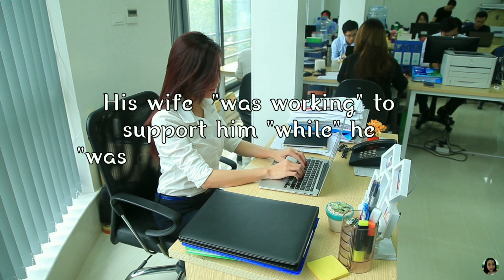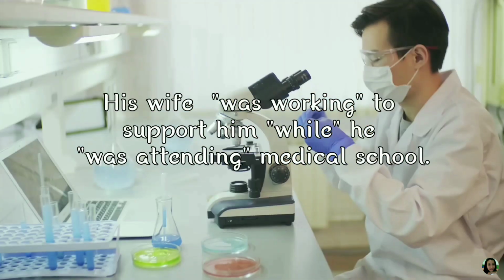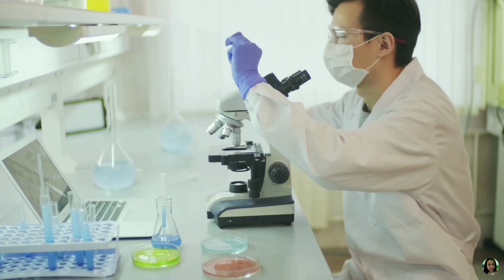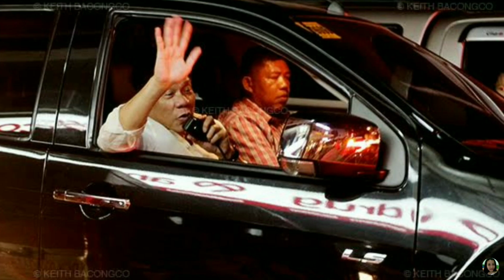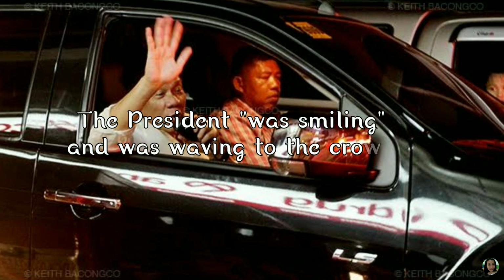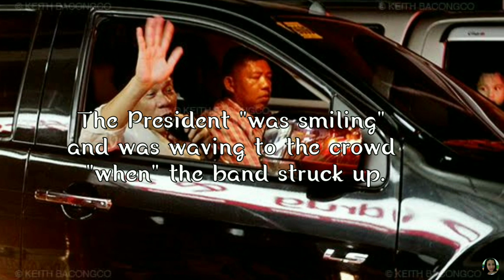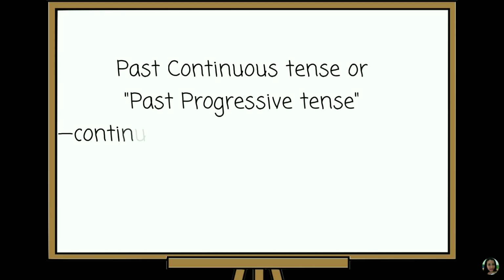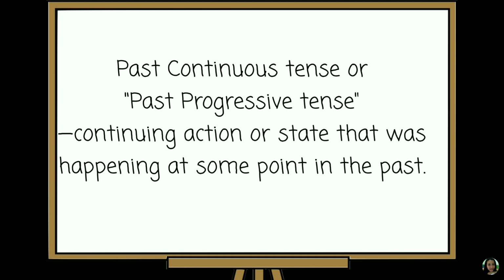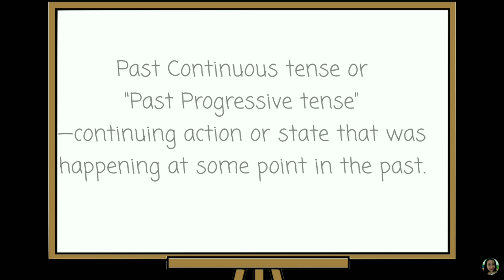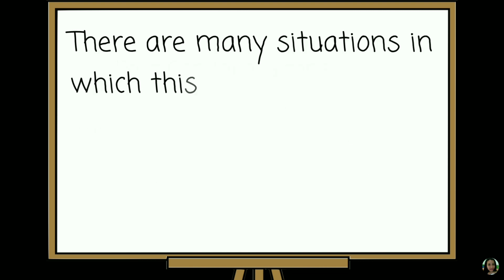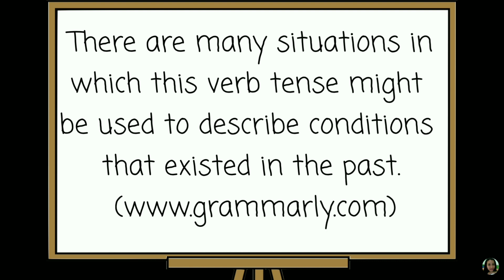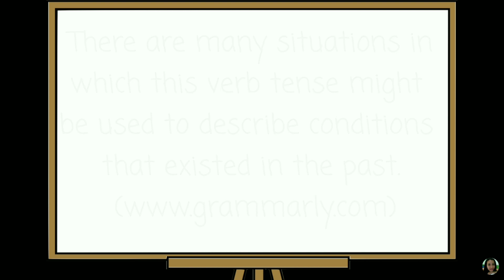For example, his wife was working to support him while he was attending medical school. Another example: the president was smiling and waving to the crowd when the band struck up. So the past continuous tense, also known as the past progressive tense, refers to a continuing action or state that was happening at a point in the past. There are many situations in which this verb tense might be used to describe conditions that existed in the past.